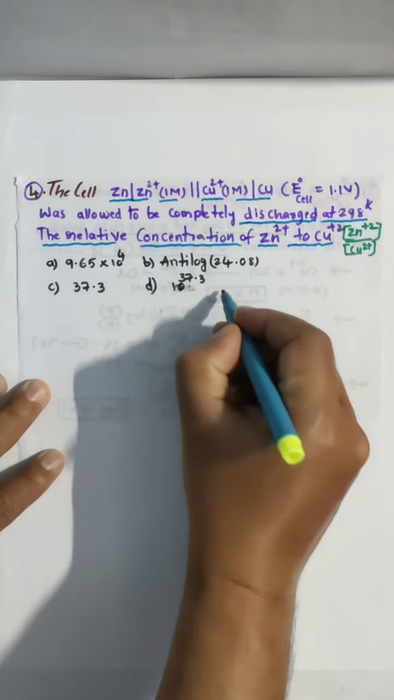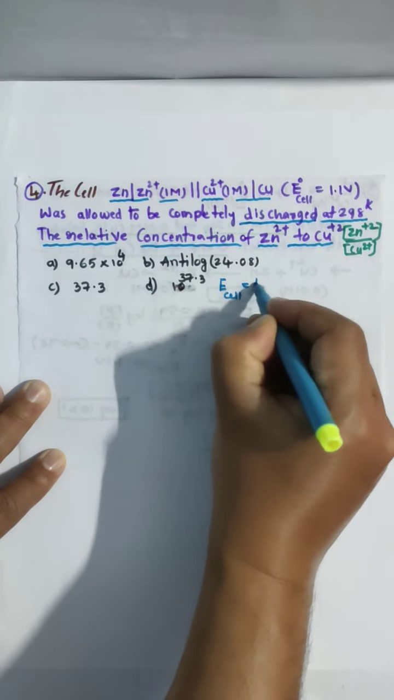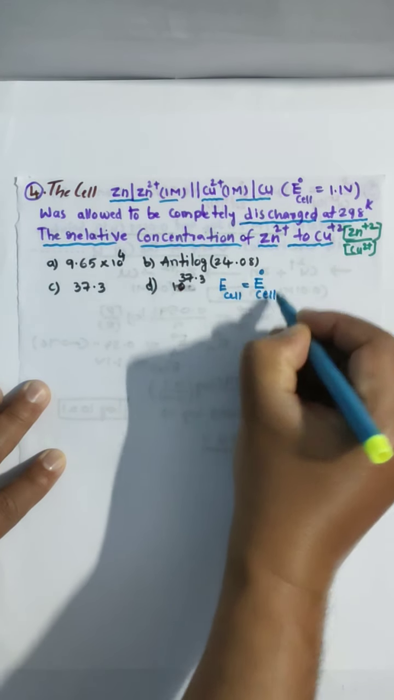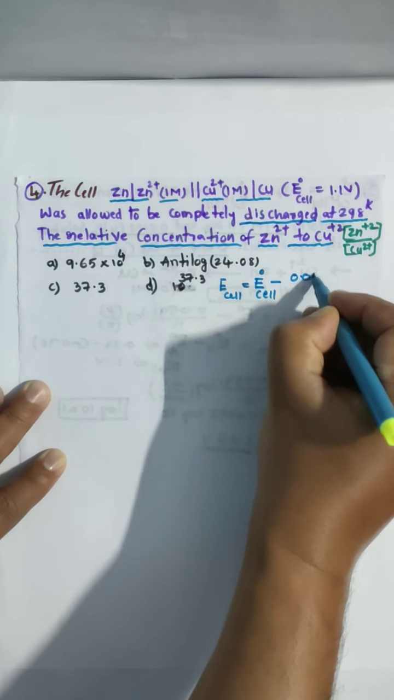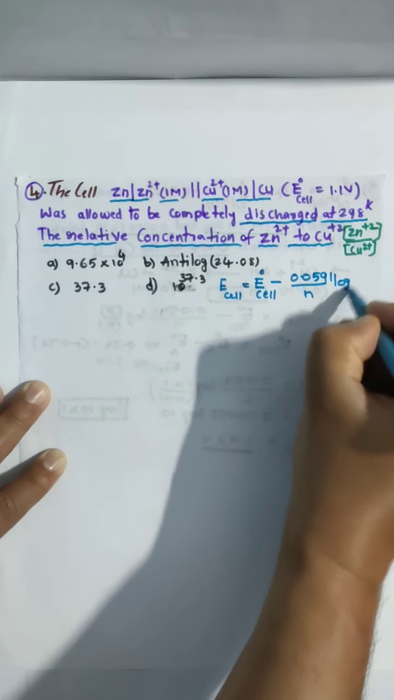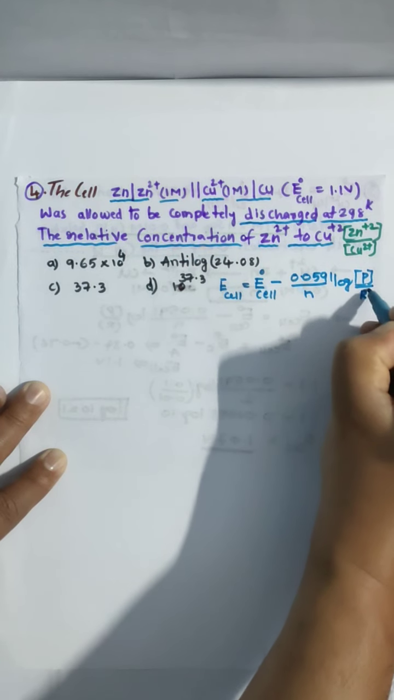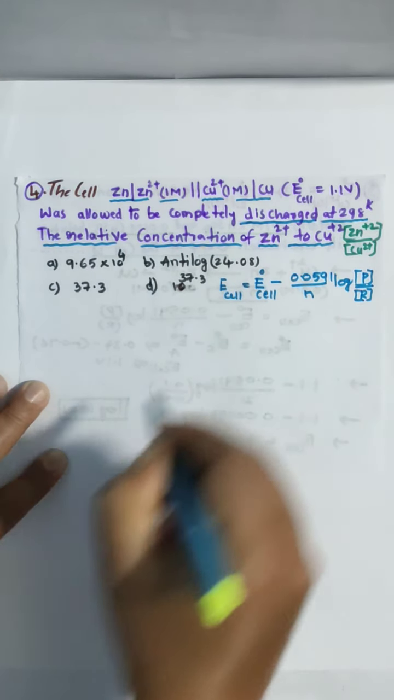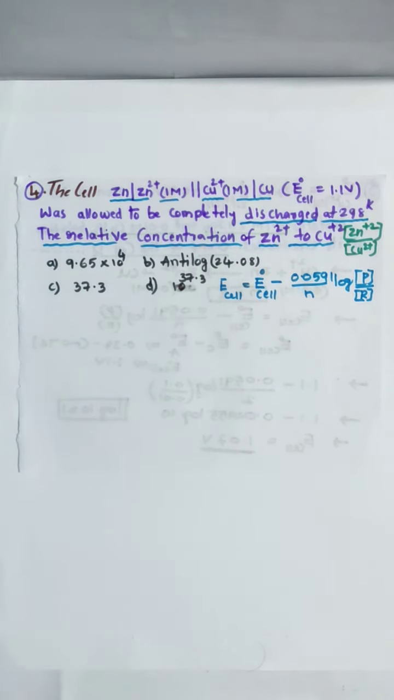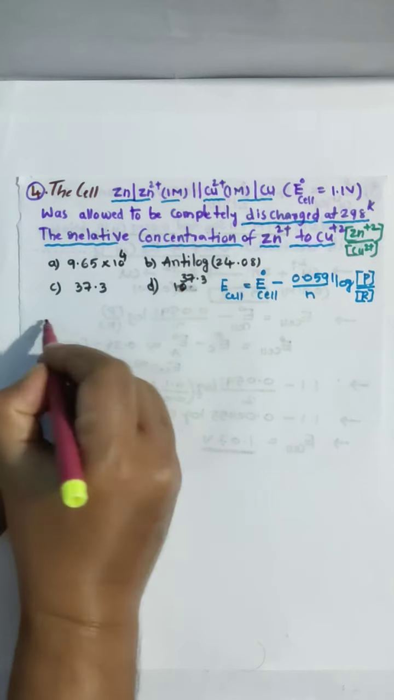And we know the formula: E cell equals E naught cell minus 0.0591 upon n log of product concentration upon reactant concentration. This is according to the Nernst equation. Now, what is given that we have to discuss. The E naught cell value is given already, so you have to write the equation first.